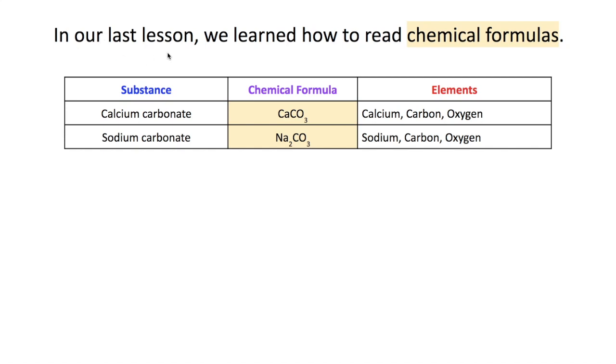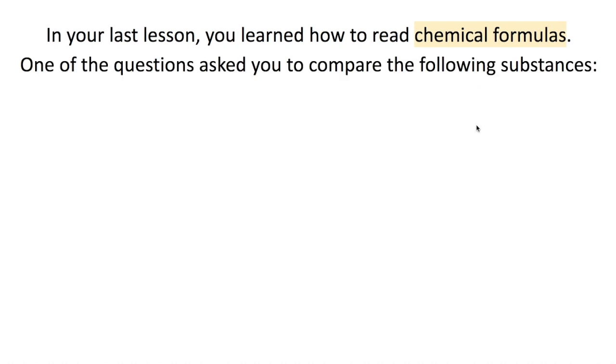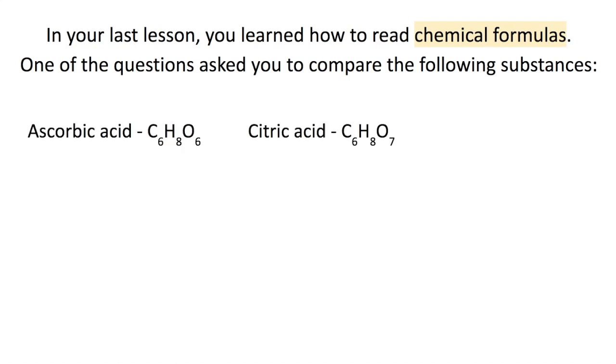In our last lesson, we learned how to read chemical formulas. For example, the chemical formula CaCO3 is made of calcium, carbon, and oxygen. One of the questions asked you to compare the following substances: ascorbic acid, citric acid, and sucrose.